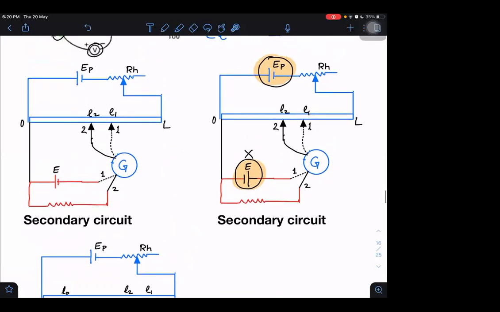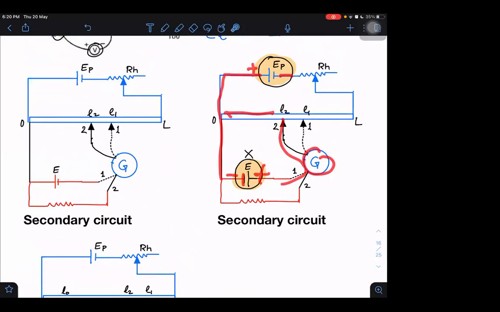So notice here, this circuit is wrong. The mistake in this circuit is that the negative terminal is connected here to the positive terminal. If I do it that way, then there will never be a null deflection in the galvanometer.